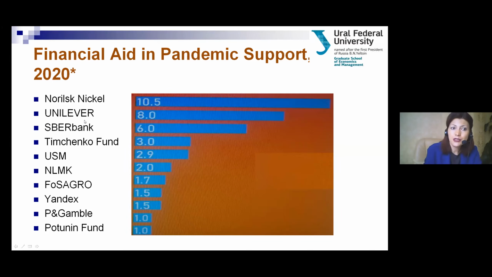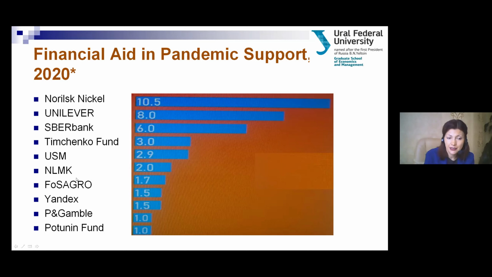Unilever, these cases, and I will have a model for Unilever. They, for example, in Moscow, provided all the schools with cleaning material, Domestos, and they spent overall in Russia more than 8 billion rubles for support of their stakeholders. Of course, Sberbank is here, Timchenko Fund. If you don't know, it's a fund supported by the largest metallurgical companies of Russia. USM is also a metallurgical company in Russia, and LMK is also a metallurgical company.